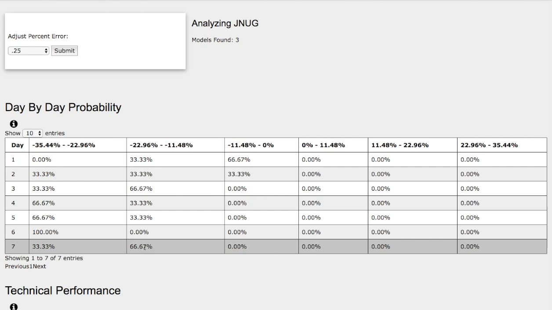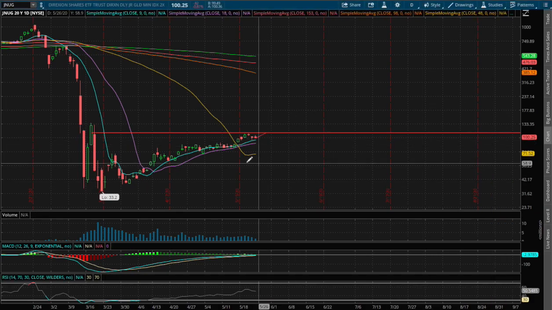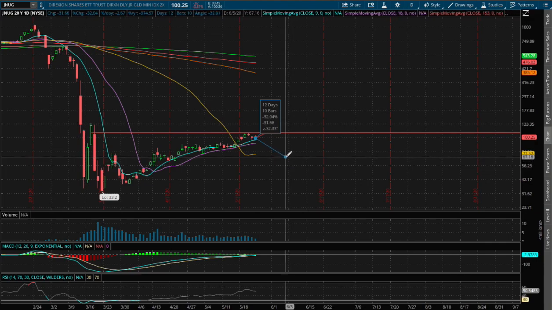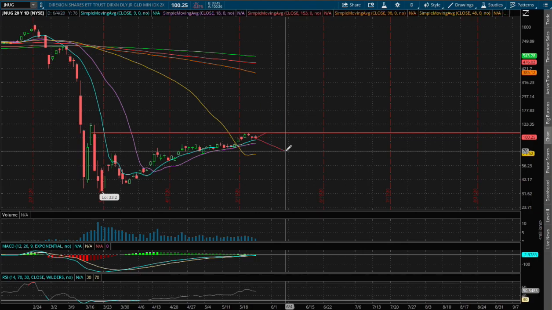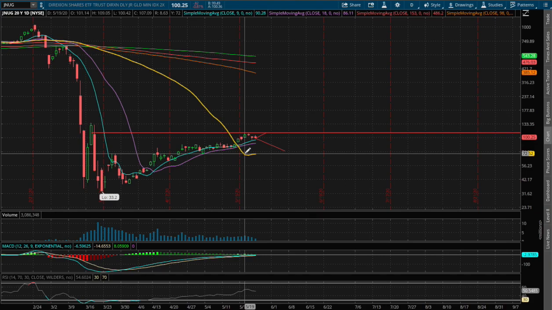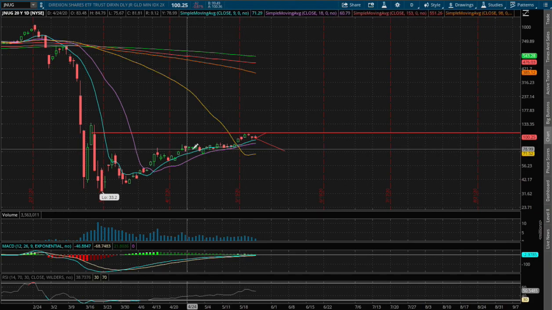As for support, if we head back to the day-by-day probability model, we have a 66% chance for JNUG to fall between negative 11% to negative 23%. If we were to fall negative 23% to the downside, that price movement to the downside is roughly around the price of $76, and we also see that is quite near the 50-day moving average, this yellow line, and that coincides with previous support levels around that range as well.